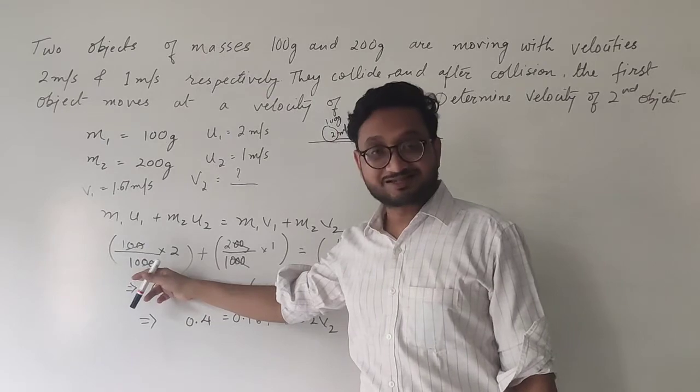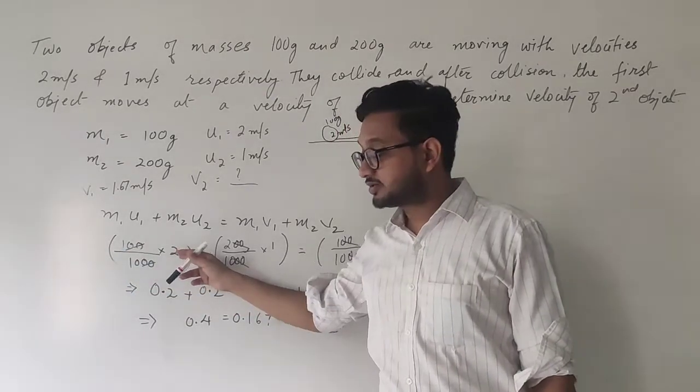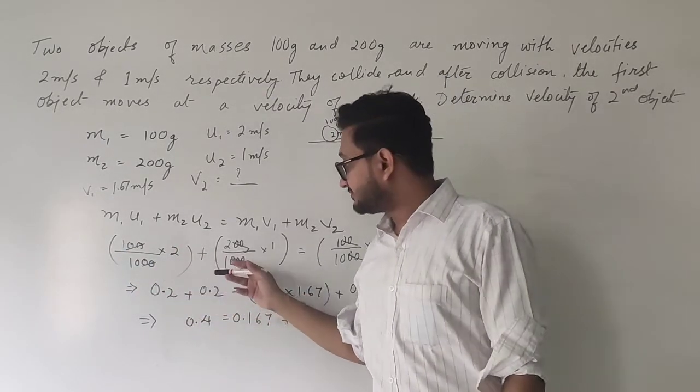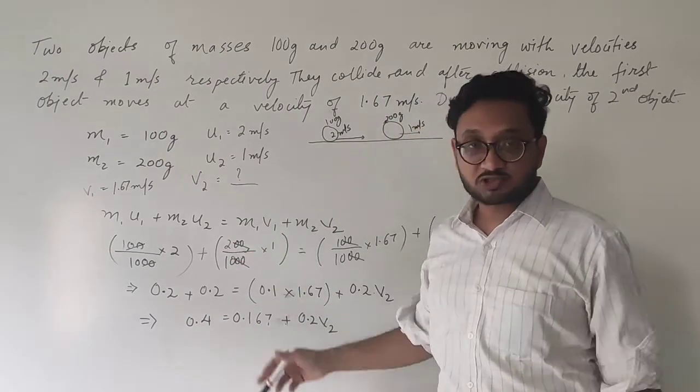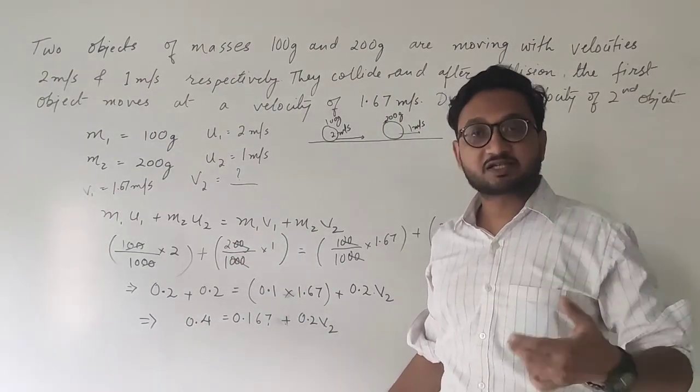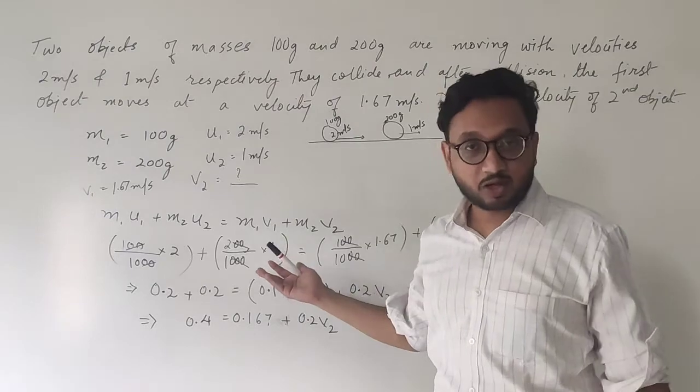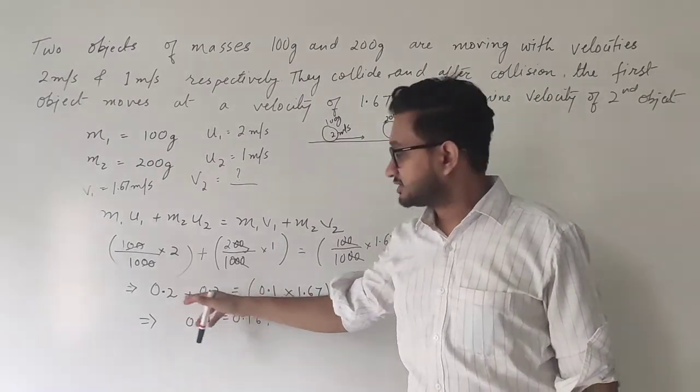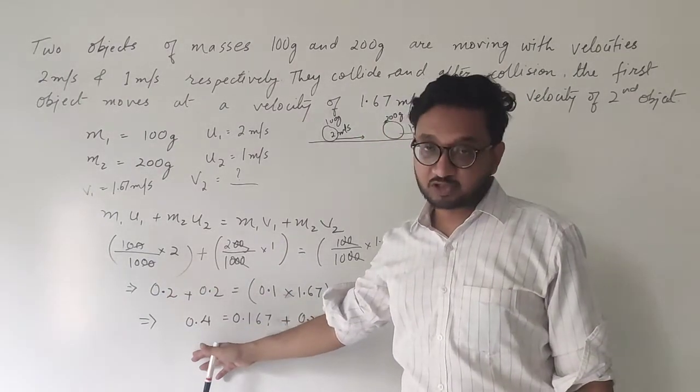So 1 upon 10 is 0.1, and 0.1 into 2 is 0.2. Same thing over here: 2 upon 10, because two zeros get cancelled, is 0.2, and 0.2 into 1 is the number itself, so 0.2. So 0.2 plus 0.2, we get 0.4.